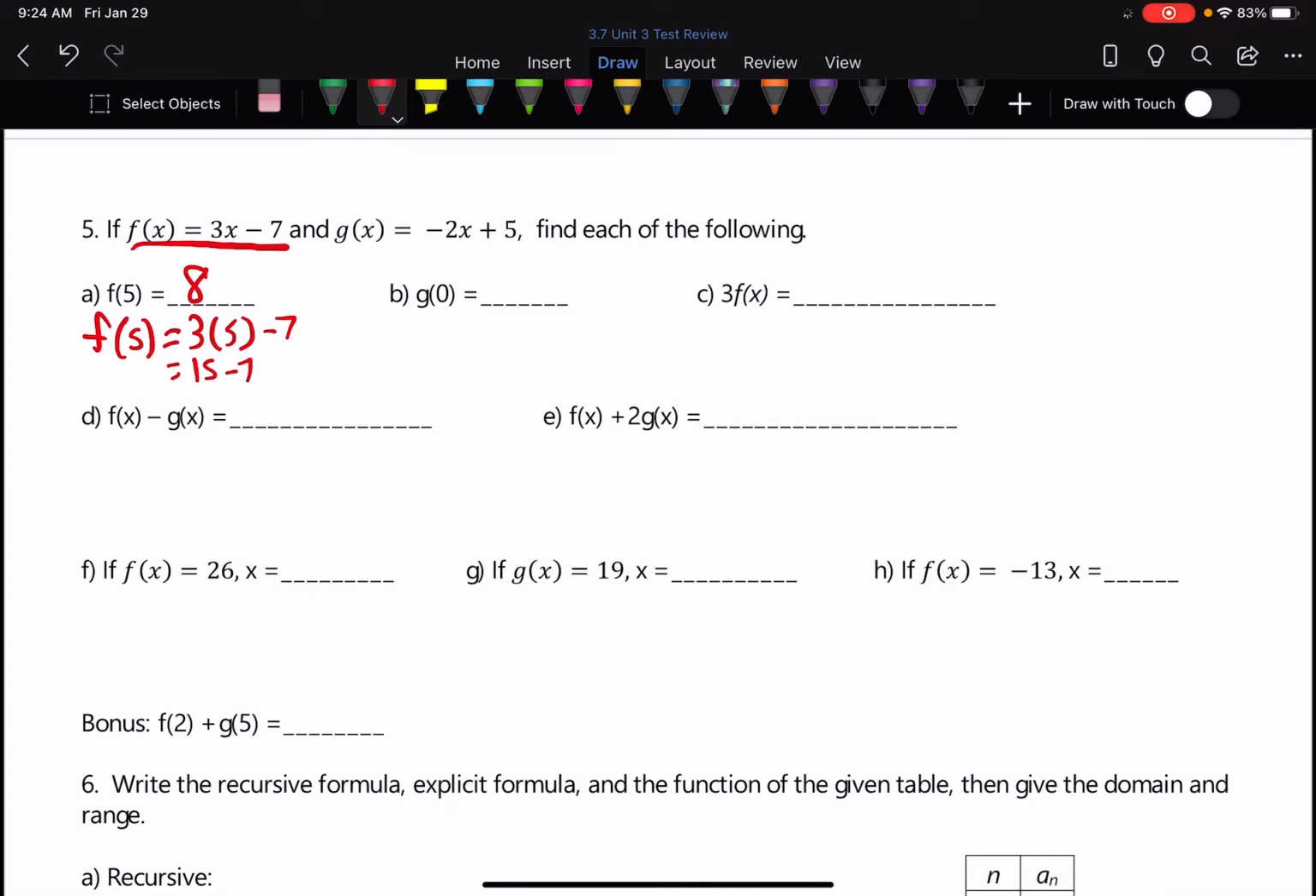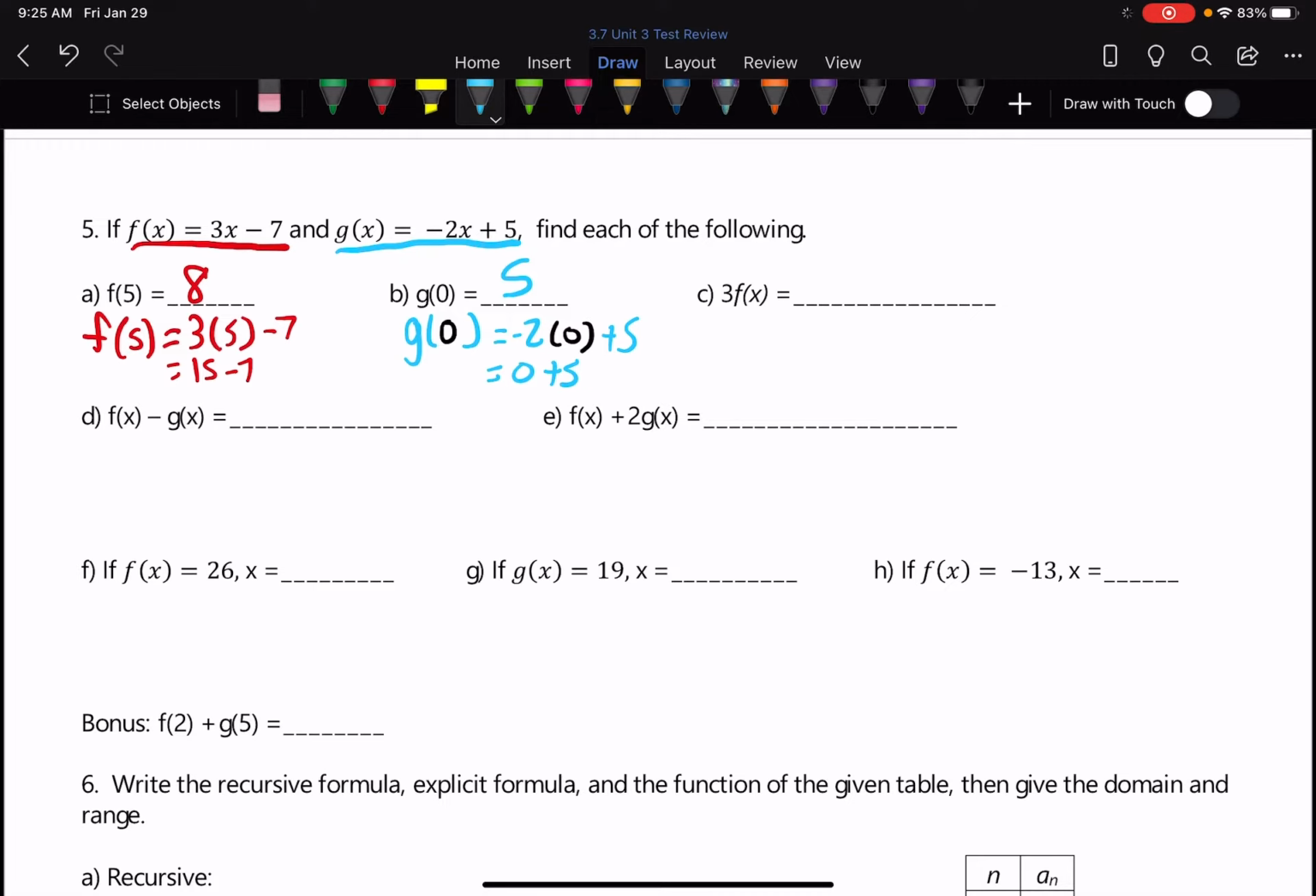Now let's look at the g of 0. So I'm going to use my function g of x, but anywhere I have an x, I'm going to replace it with 0. So I'm going to have negative 2 times 0 plus 5. Anything multiplied by 0 is 0. So this is going to leave me with 0 plus 5. So g at 0 is just 5.